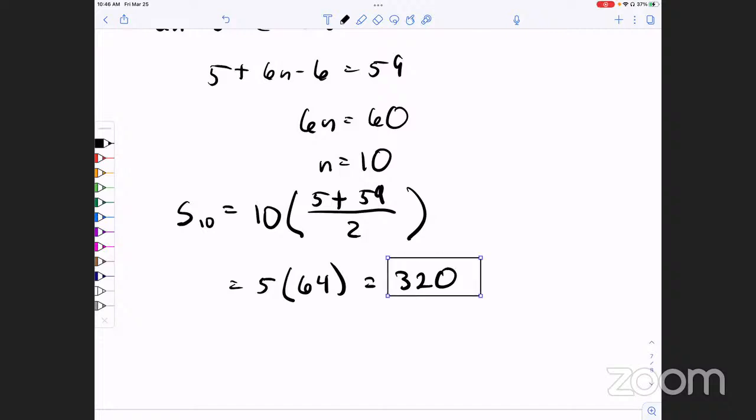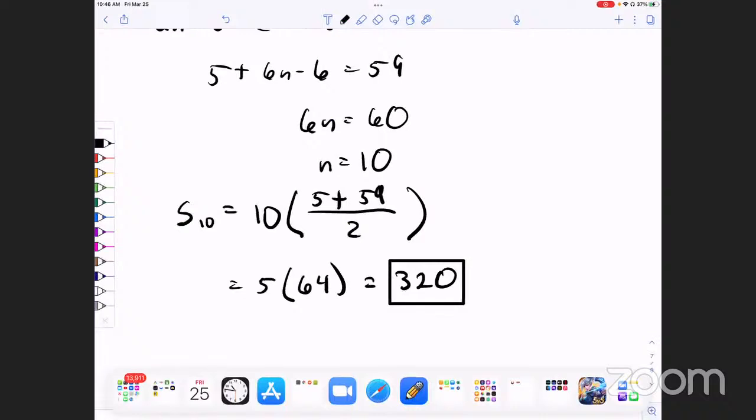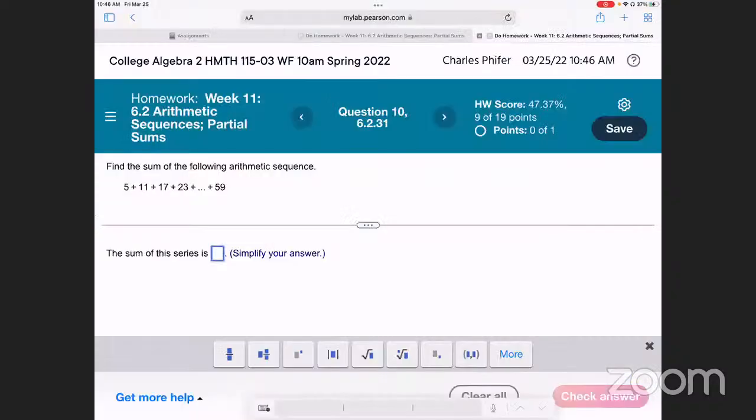Okay, let's just throw it in Pearson real quick, get our confirmation. Pearson, we got 320 here.